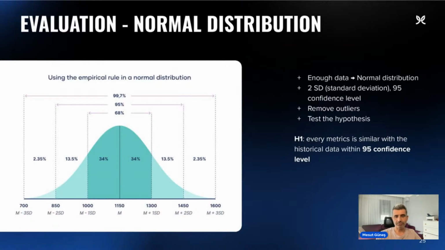Within the normal distribution, if your data is big enough, then it behaves as a normal distribution. So when I talk about the standard deviation, within two standard deviations I am covering 95% of your data, which means that your current result is similar within the 95 confidence level of your test results. And let's create a hypothesis on this info: every metric is similar to the historical data within the 95 confidence level.